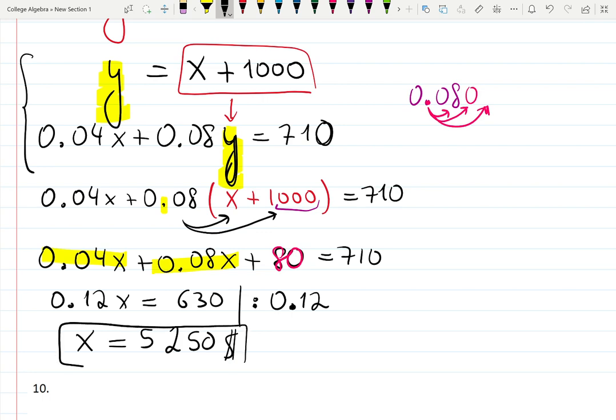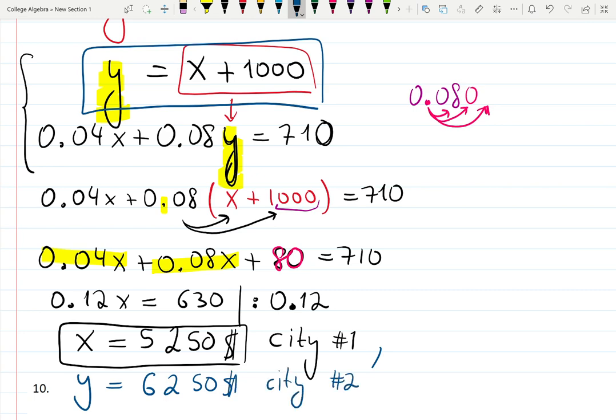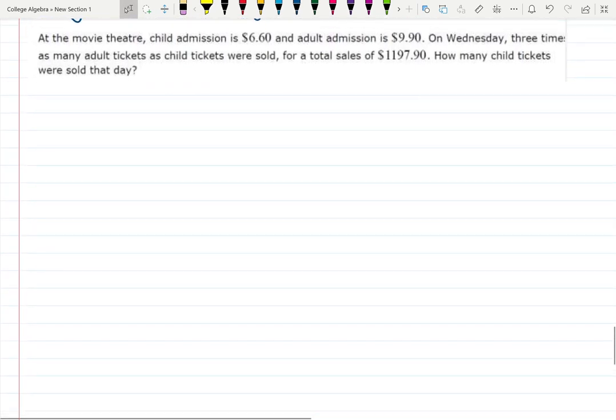So that's the first city, city number 1. The second city, as you remember, is costlier than the first city. So you can look it up here. What does it mean by being costlier? It means take the X and add 1,000. Y will be $6,250. That's for city number 2. Pretty cool. Not too bad. I think creating the system is the hardest part, and then you just slowly solve for the unknowns, 2 unknowns in this case. One more problem.